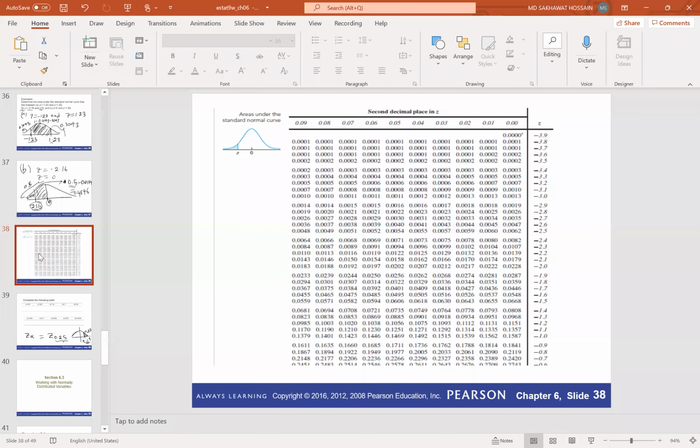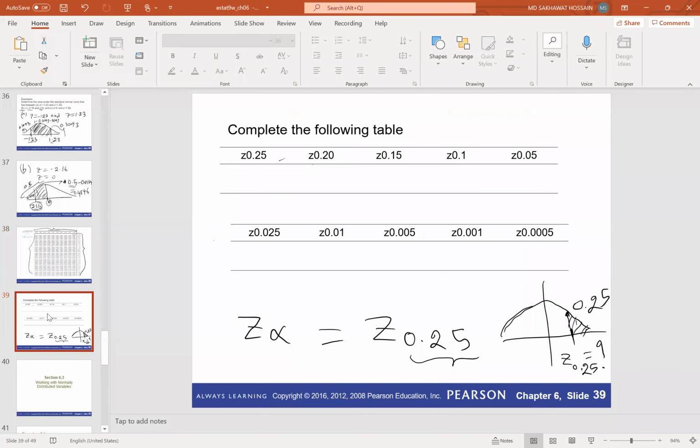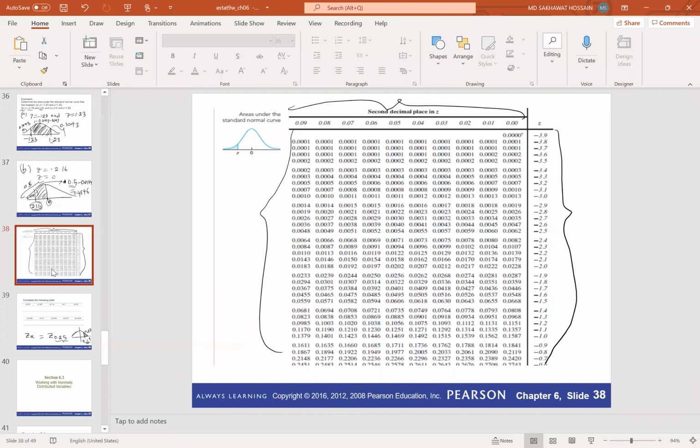So if you look at the table, the values inside the table are areas, right? Are the probabilities. And this column represents the z score, and this row represents the second digit after the decimal point of the z score. Okay, so now we are given the area, we have to find the z score. So what was our area for the first one? 0.25, and the area on the right, right?